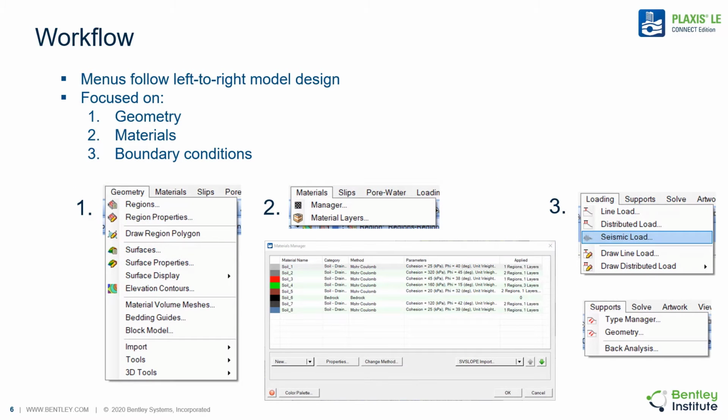In terms of workflow, it's important to realize when you're building a problem that you are going from left to right through the menu system, and fundamentally that means that you're describing elements of a boundary value problem, and that there are three fundamental aspects of the model that you have to describe. That is geometry, materials, and boundary conditions. And all three of those are menu options on the top menu.